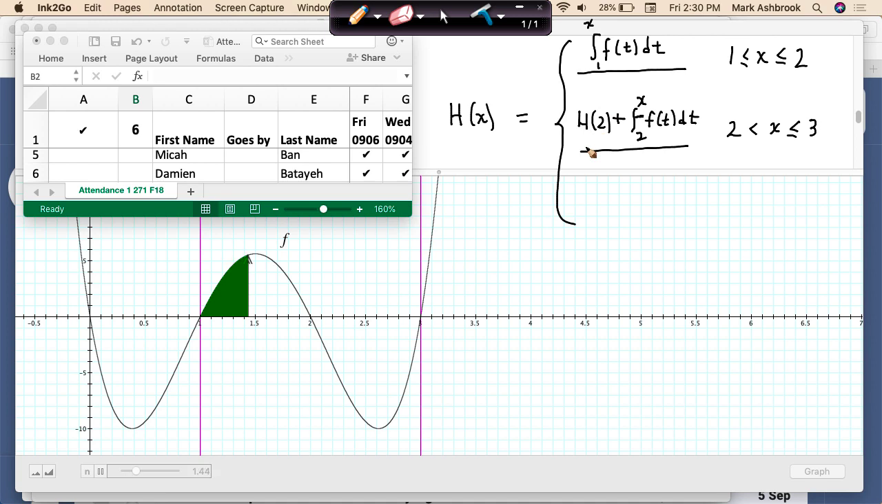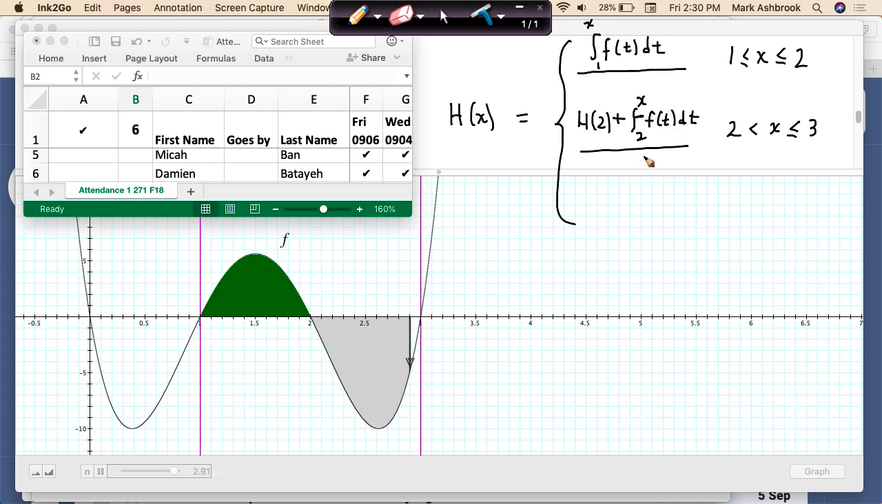And what is that? That's all the accumulated area, all the green area from 1 to 2, plus the opposite of the accumulated signed area in the second part to make it positive. So yeah, you could have a minus there. You could just do minus the integral. That'd be fine too.